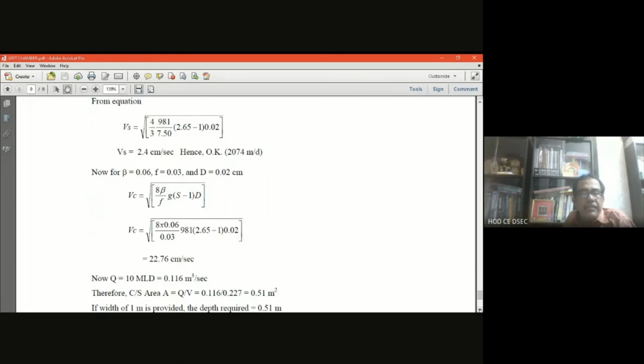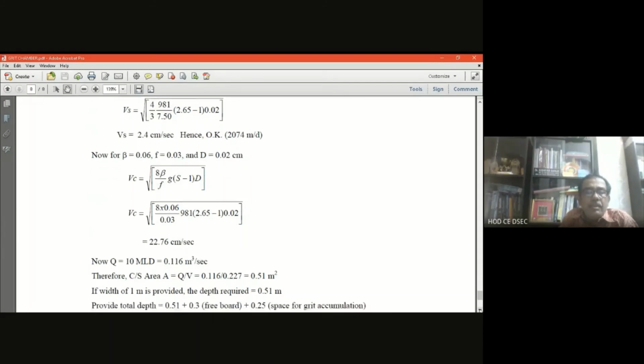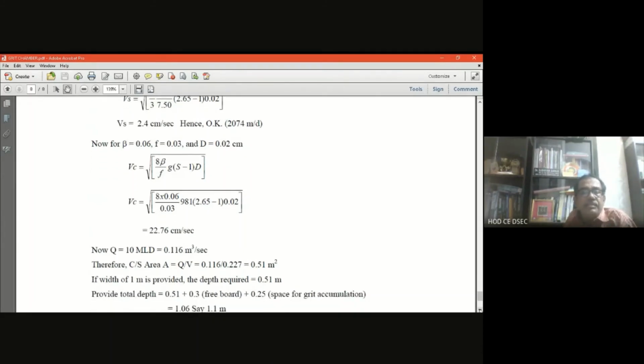So it is okay. Now Q equal to 10 million liter per day, that is given in the question, that is 0.116 meter cube per second. So what is the cross section area? Cross section area is the Q divided by Vc, that is the Q divided by Vc 0.227, so it is 0.51 meter square. If width of 1 meter is provided, then depth is 0.51 meter.